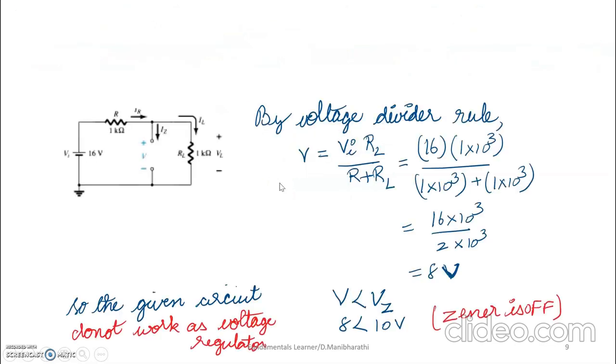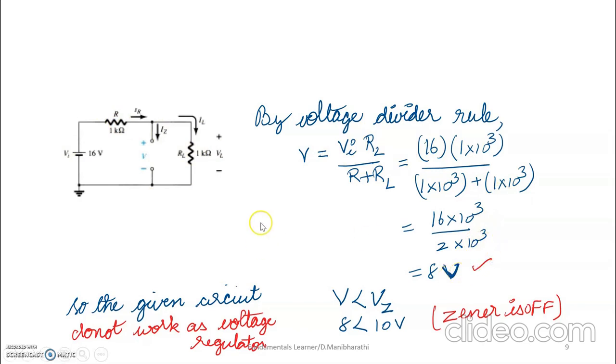So I am going to remove the Zener diode and I will find the voltage across it. That means I'm going to apply the voltage divider rule. So we know V equals VI, the total voltage, times the corresponding resistance RL divided by the total resistance R plus RL. So 16 times 1 kilo ohm divided by 1 kilo ohm plus 1 kilo ohm. I get V as 8 volt.